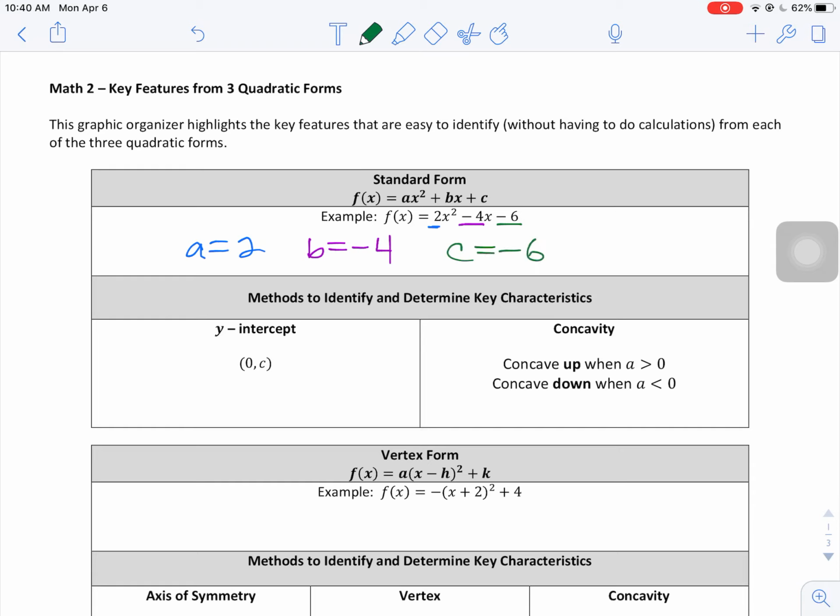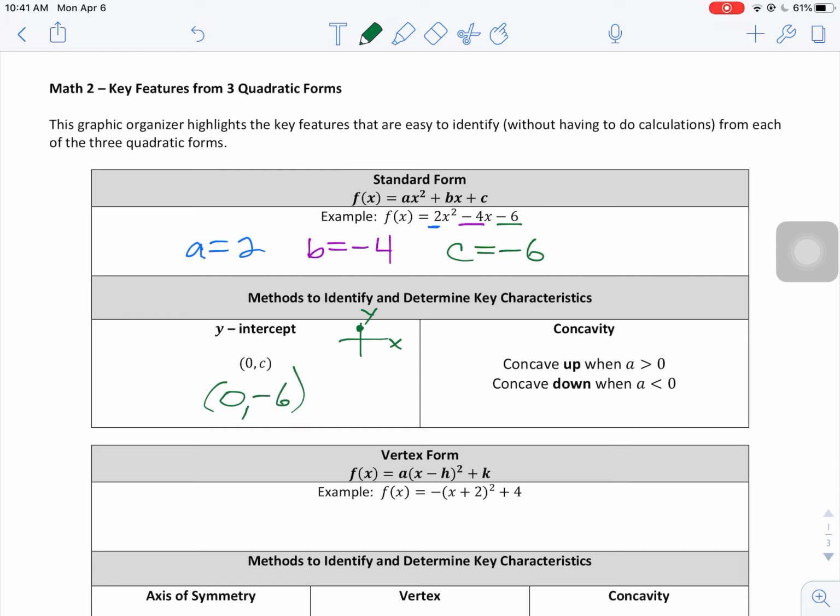There are 2 key features that are super easy to find from standard form without having to do any calculations. Those 2 key features are the y-intercept and the concavity. For the y-intercept, if you're in standard form, it's going to be 0, comma, c. So it'll just be the number in the back. That happens because if you're looking for a y-intercept, you're on the y-axis. Since you haven't moved left or right, your x value is 0. So when you plug 0 in for x, everything cancels out except for the c value in the back. So our y-intercept would be 0, comma, negative 6.